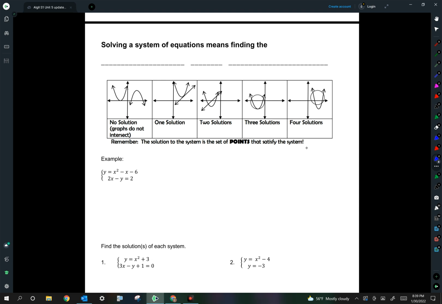So these are the notes for section 5.4. This is really kind of a continuation of solving systems that we did last quarter. So first of all, I need to remind you that solving a system of equations means finding the points of intersection.